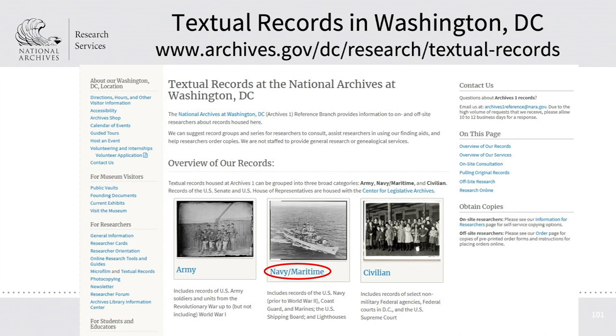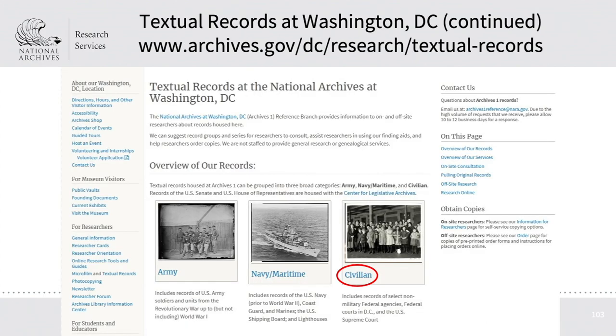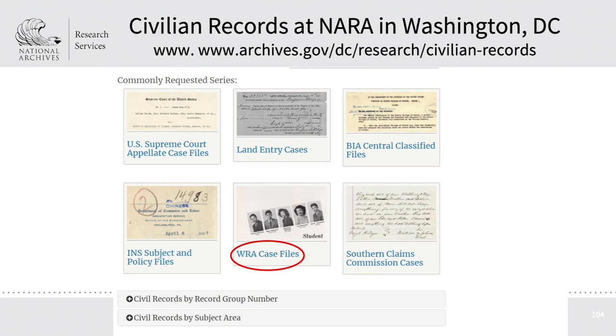We already looked at the Army page, as it's the same one that links from the Military Topics page on pre-1917 Army records. So if you click on Navy, similar to the Army page, you'll also see links to commonly requested records and lists of relevant record groups. And if you click on Civilian from the Textual Records page, you'll also see links to commonly requested records, lists of record groups, and lists by subject area.